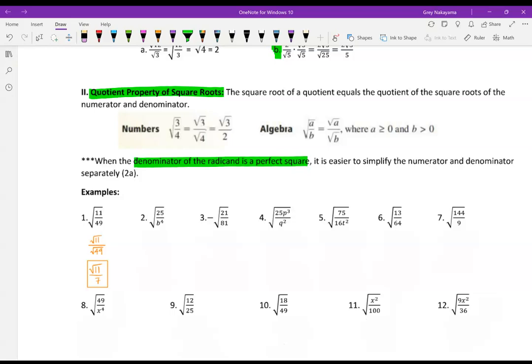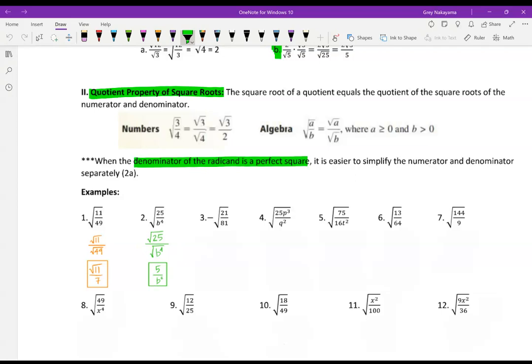Number 2 is the square root of 25 over b to the 4th. The square root of 25 is 5. The square root of b to the 4th is b squared, so it's 5 over b squared. I just took the square root of each one and put it there.